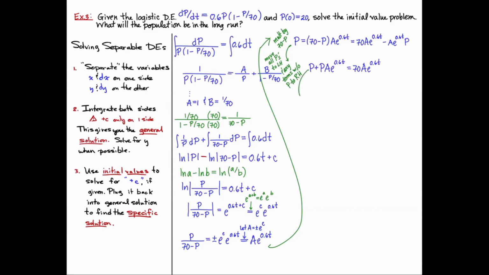And if we've done our job correctly, then we should be able to factor a p out of the left-hand side. So we have p times 1 plus a e to the 0.6t equal to 70a e to the 0.6t. Solving for p, finally, we can divide both sides of this equation by 1 plus a e to the 0.6t.